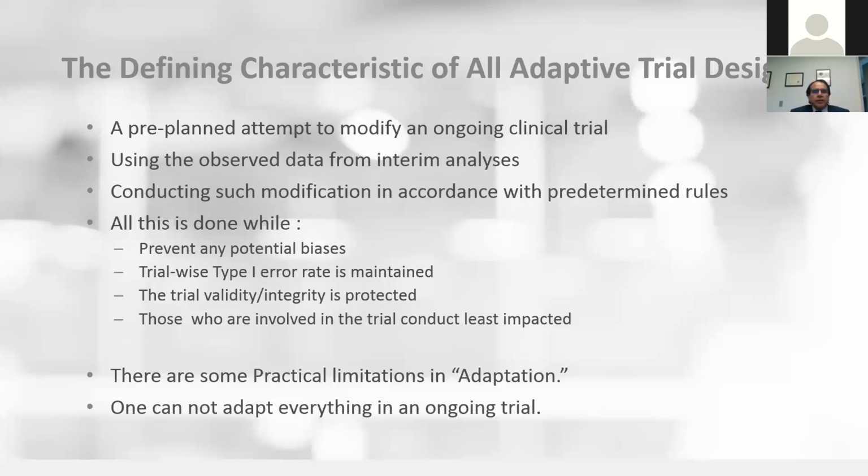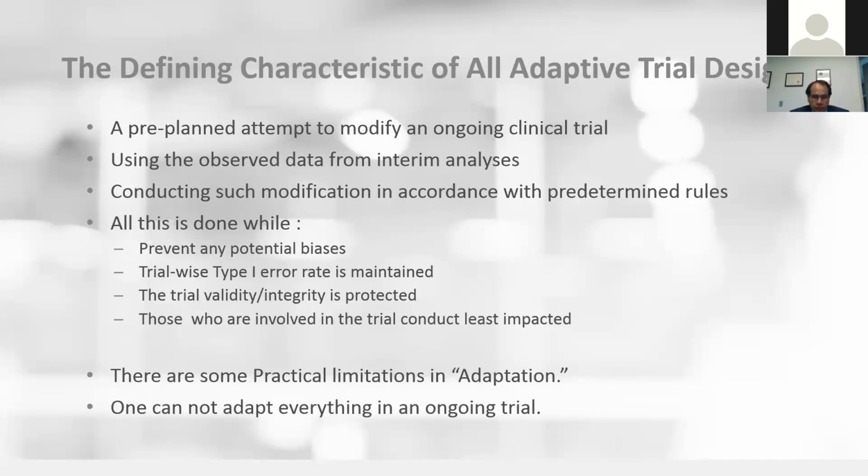Doing an adaptive trial design, or adjusting, taking advantage of the knowledge that you learned during the trial, that is what you are going to do without creating any potential biases. And that's why you have to do it in advance. And doing it while keeping the trial-wise type 1 error rate constant, not paying any penalty. And again, the reason that you need to specify the factor that you're going to change is so the validity and the integrity of the clinical trial is protected.